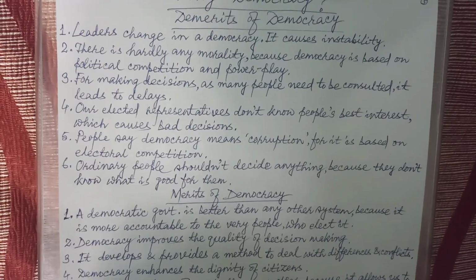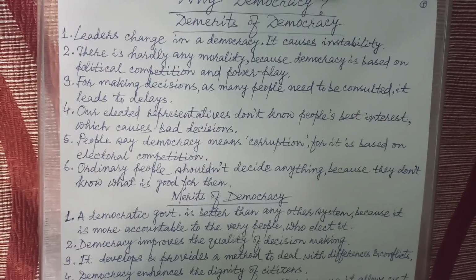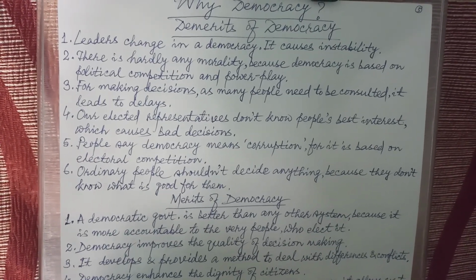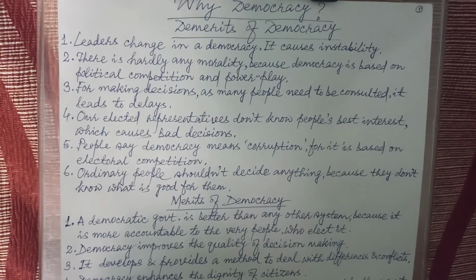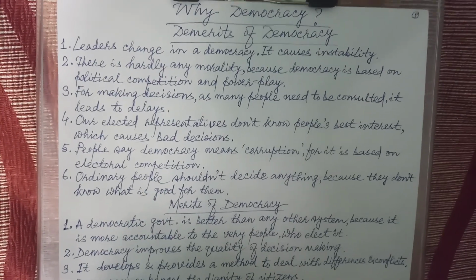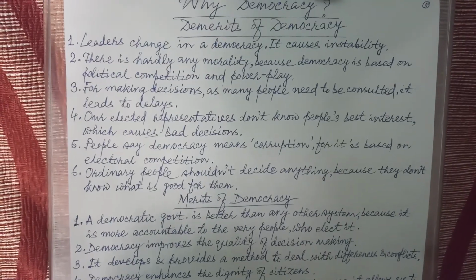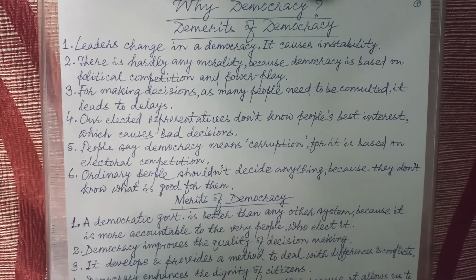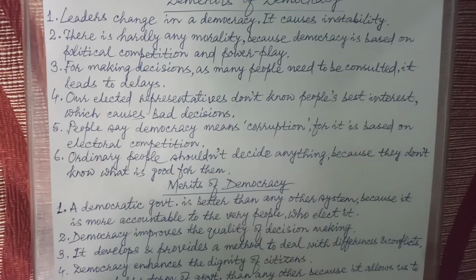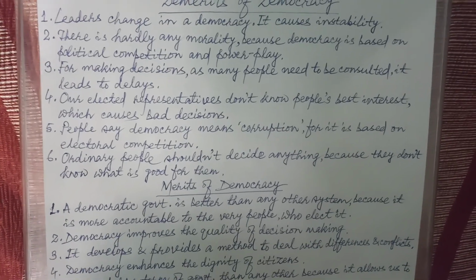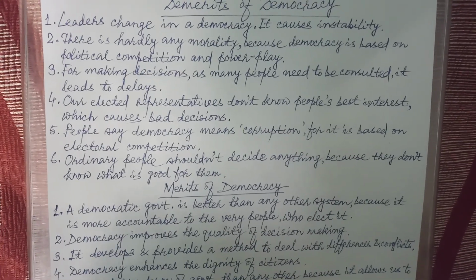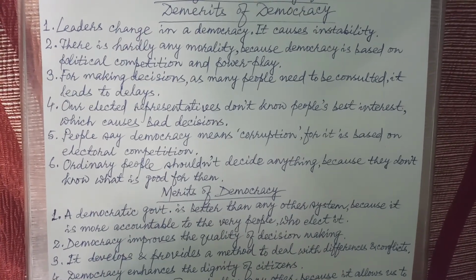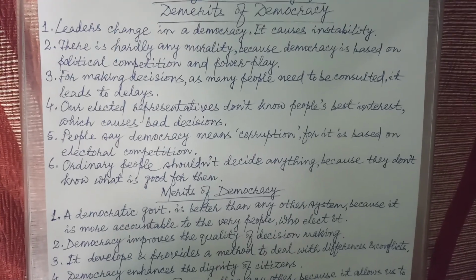5th, many people say that democracy means corruption. Yeah, any country you see on the earth, any democratic country, corruption is there. Why is corruption there? Because it is based on electoral competition. Electoral competition makes the political parties and our political leaders to follow corrupt means.